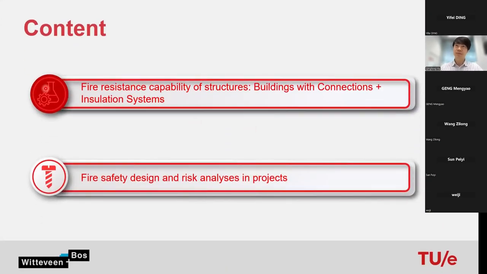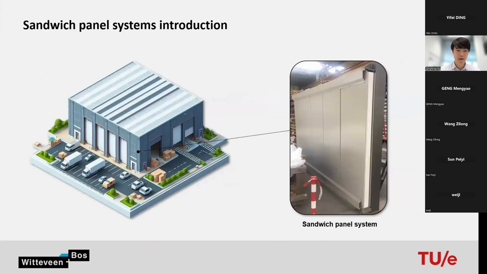Today's presentation has two parts. The first part is about the fire resistance capability of structures, which is about buildings with connections and insulation systems. This part is about my PhD project. The second part is about fire safety design and risk analysis in projects, which are some ongoing projects I'm doing here in the Netherlands.